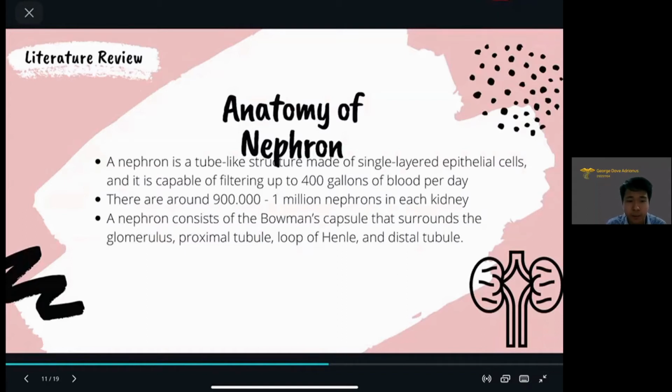The nephron is a duplex structure made of single-layered epithelial cells, and it is capable of filtering up to 400 gallons of blood per day. Its main function is filtration. There are approximately 900,000 to 1 million nephrons in each kidney, and each nephron contains a Bowman's capsule that surrounds the glomerulus, the proximal tubule, the loop of Henle, and the distal tubule.